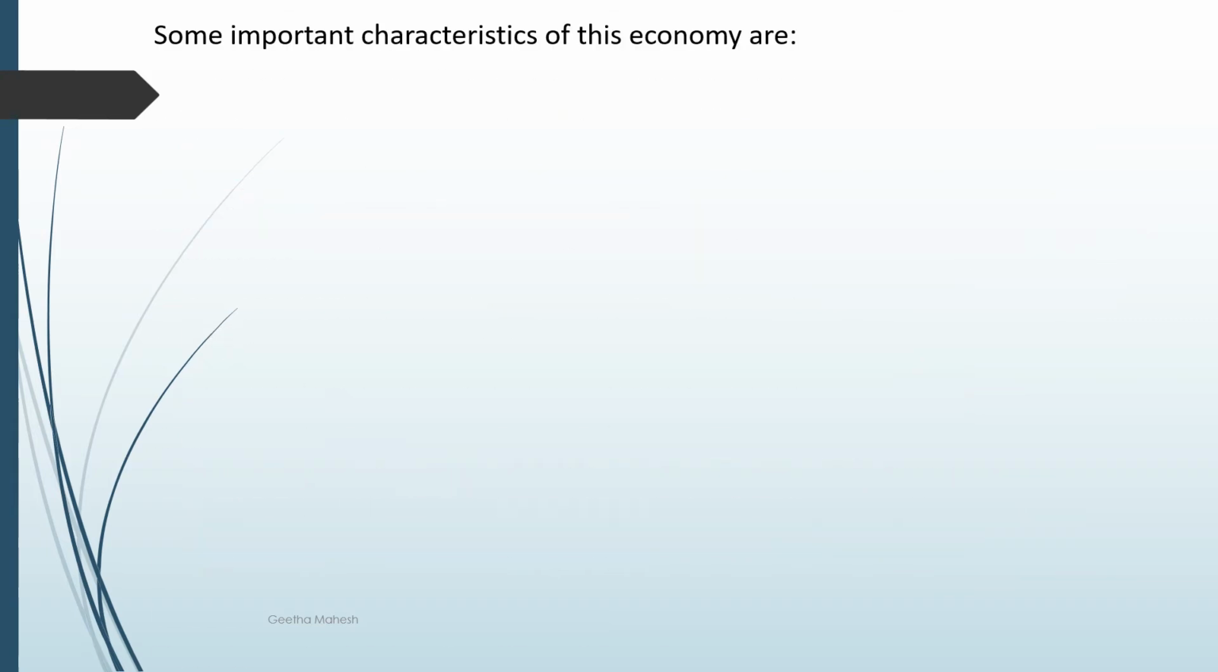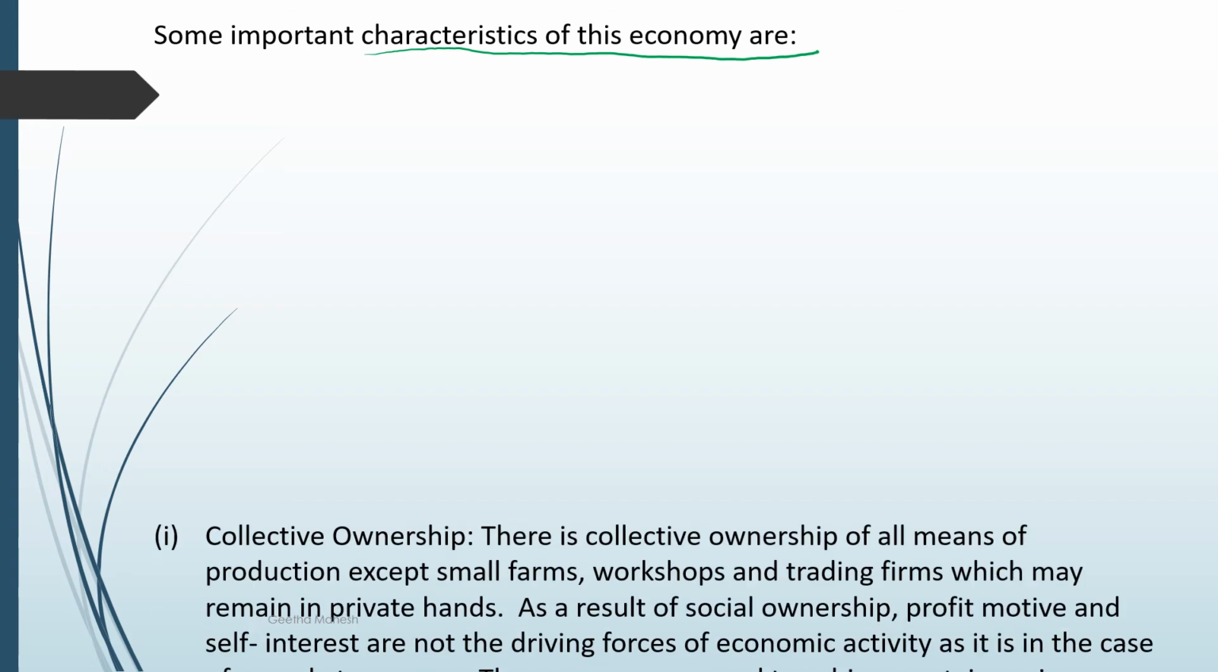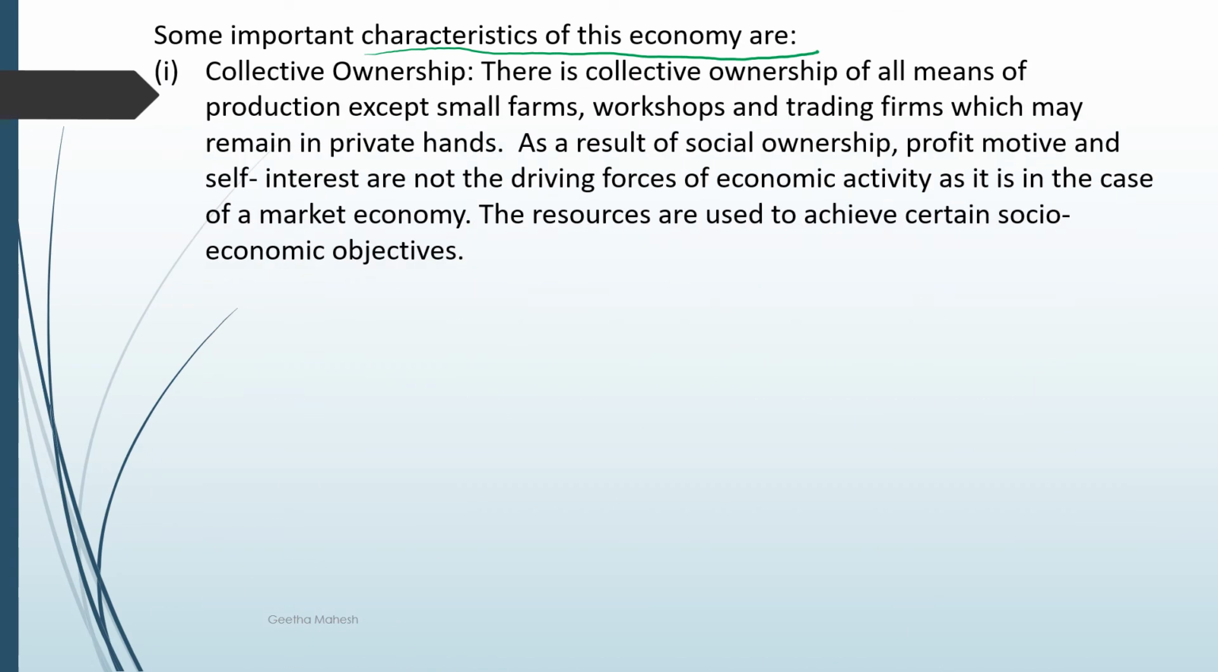Now let us discuss some important characteristics of the socialistic economy. Collective ownership. As I already told, all economic activities are owned by the government. So there is collective ownership with respect to all means of production, except small farms, workshops, and trading firms which may remain in the hands of private people.